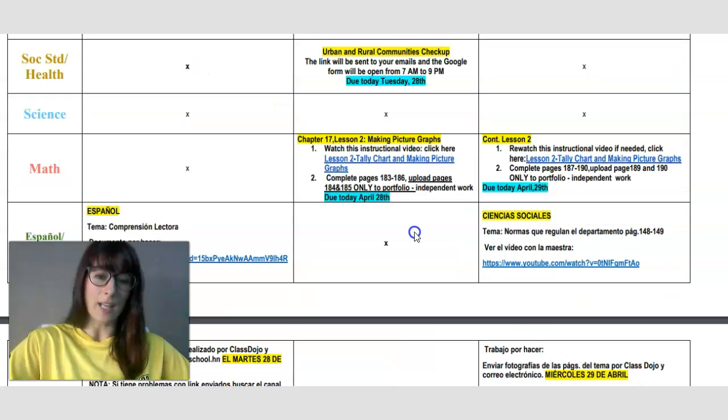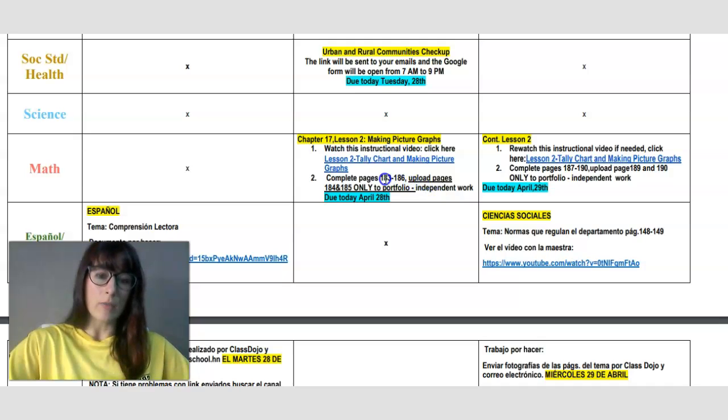And the last class that you have for Tuesday is chapter 17, lesson 2 of making pictographs. Okay, so you will be watching a video here. You'll be working on tally charts and making pictographs. So watch that video. Hope you can learn a lot from that video. If you need to watch it twice, I know math is not always as easy, so you might have to watch it one more time.